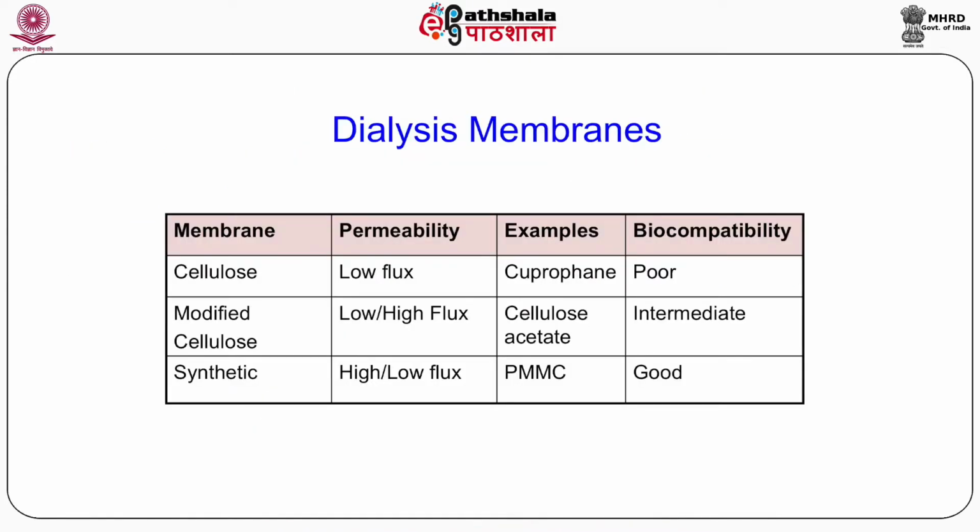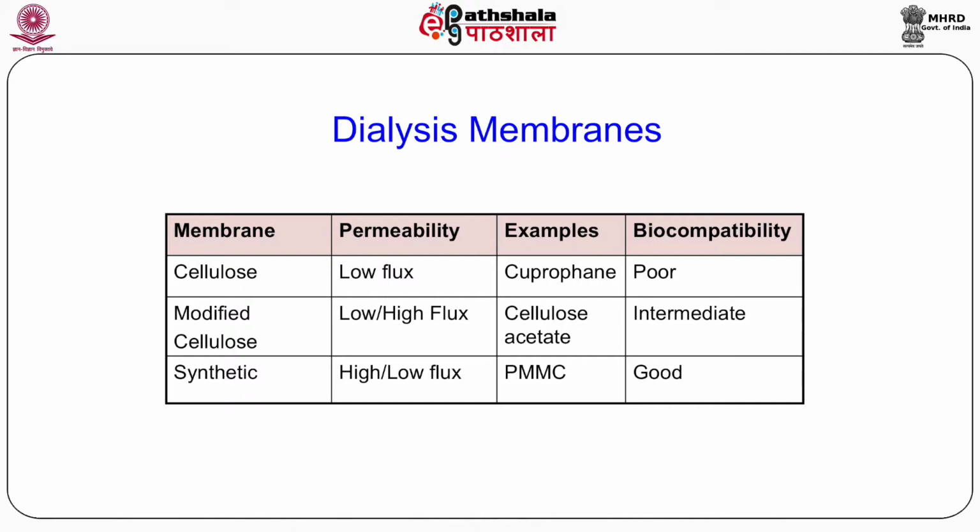The membranes have two essential characteristics which we have to keep in mind. The first is what we call flux, and the second is what we call biocompatibility. Flux basically tells you the molecules that the membrane allows to pass across it. Flux is determined by the pore size of the membrane. That means a membrane which has small pores will have a low flux. A membrane which has pores of larger size would allow for high flux.